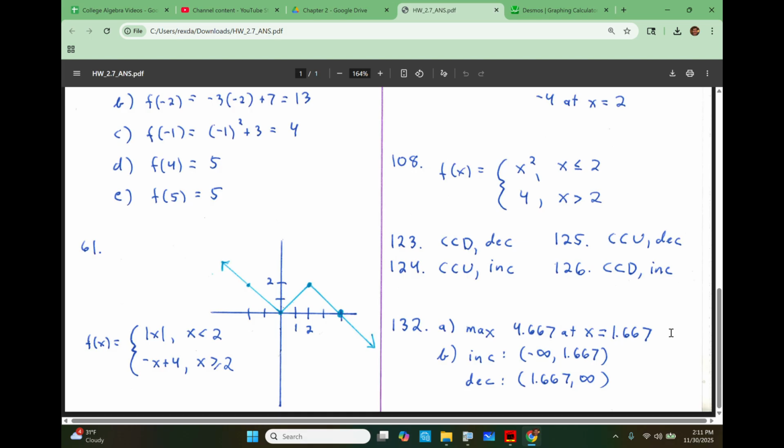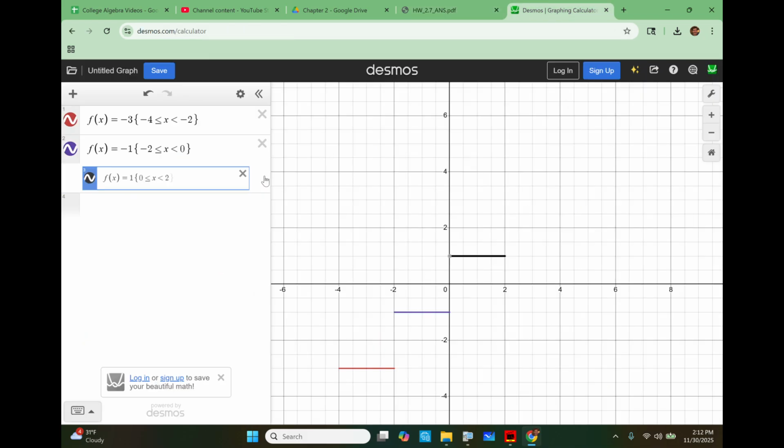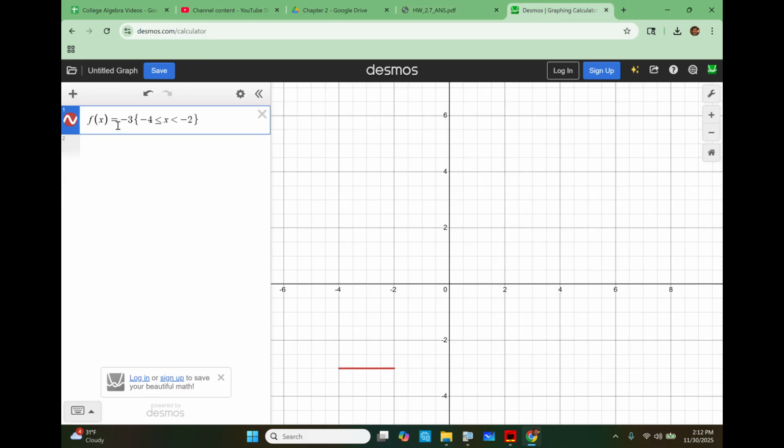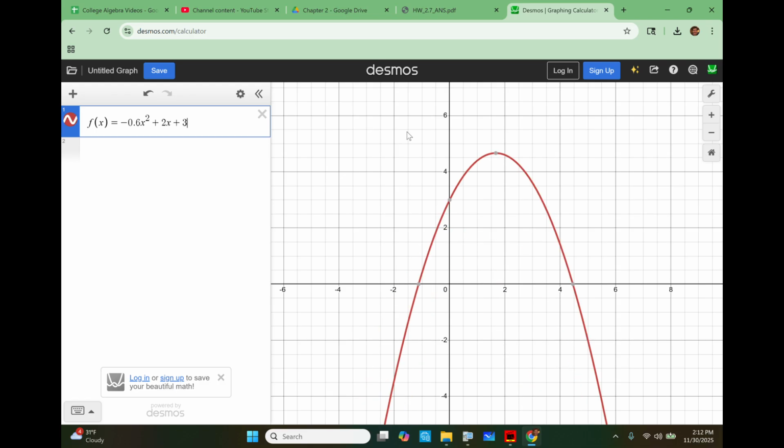Okay, so 132, we're going to do this both on our calculators and in Desmos, just so you can see the difference. I'm given this goofy parabola. Again, let's do it in Desmos first. I can clear this out. So f of x equals just a really yucky one, -0.6x squared plus 2x plus 3.